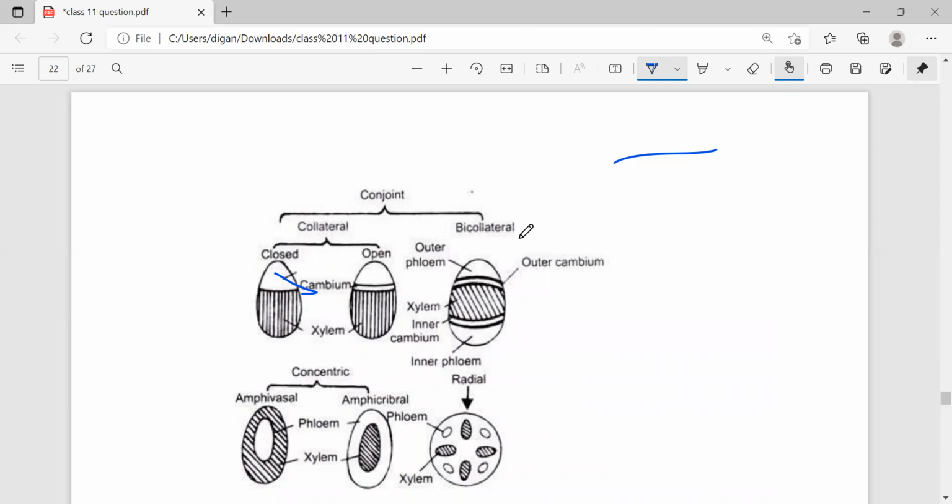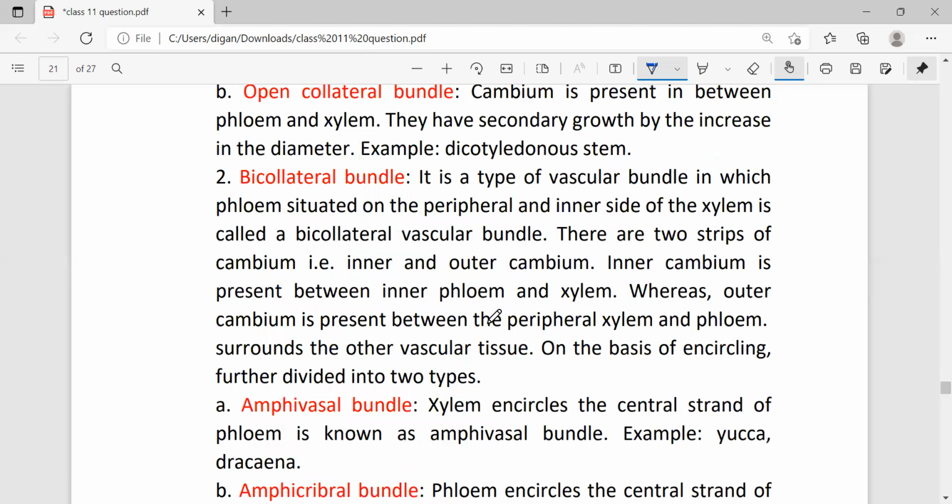Then next one is bicollateral. Bicollateral means this is the outer phloem. This is the inner phloem, and in between xylem is present, and here is one cambium layer, here is one cambium layer. So it is called bicollateral, meaning two cambium layers are present. That's why it is called bicollateral bundle.